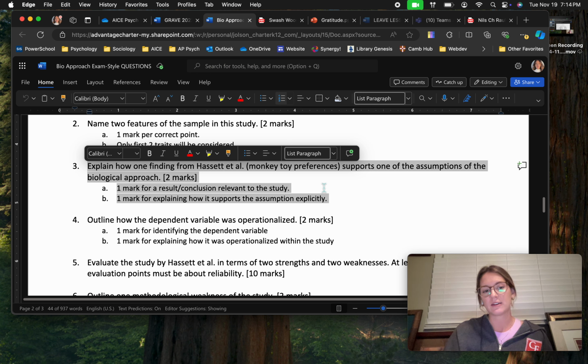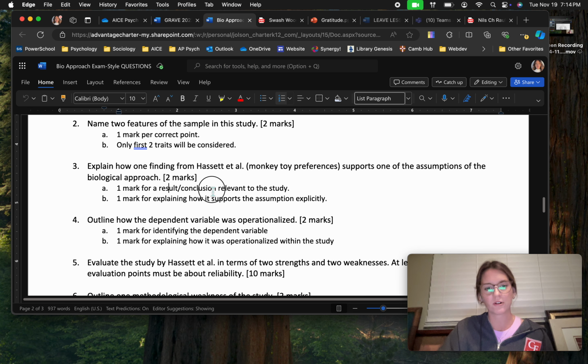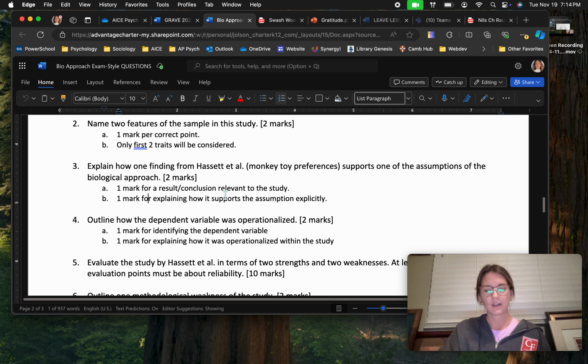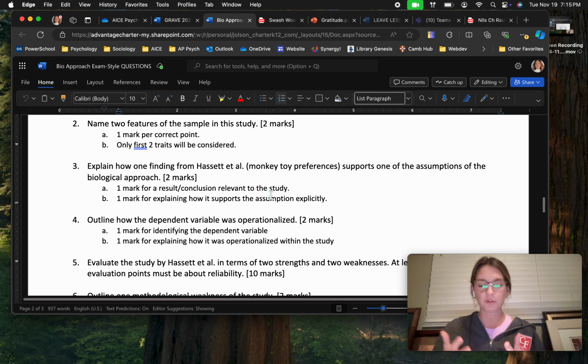So finding, if you see here, they are using finding to refer to either a result or a conclusion. Normally I think I would stick with conclusion for finding, but this comes straight from an old test, so you can use either a result or a conclusion for this, and 1 mark for stating that. So just 1 out of 2 marks for just stating one of the findings, one of the results or one of the conclusions. Remember what has to go in a result versus a conclusion, but for this question, it doesn't matter because either one will work.